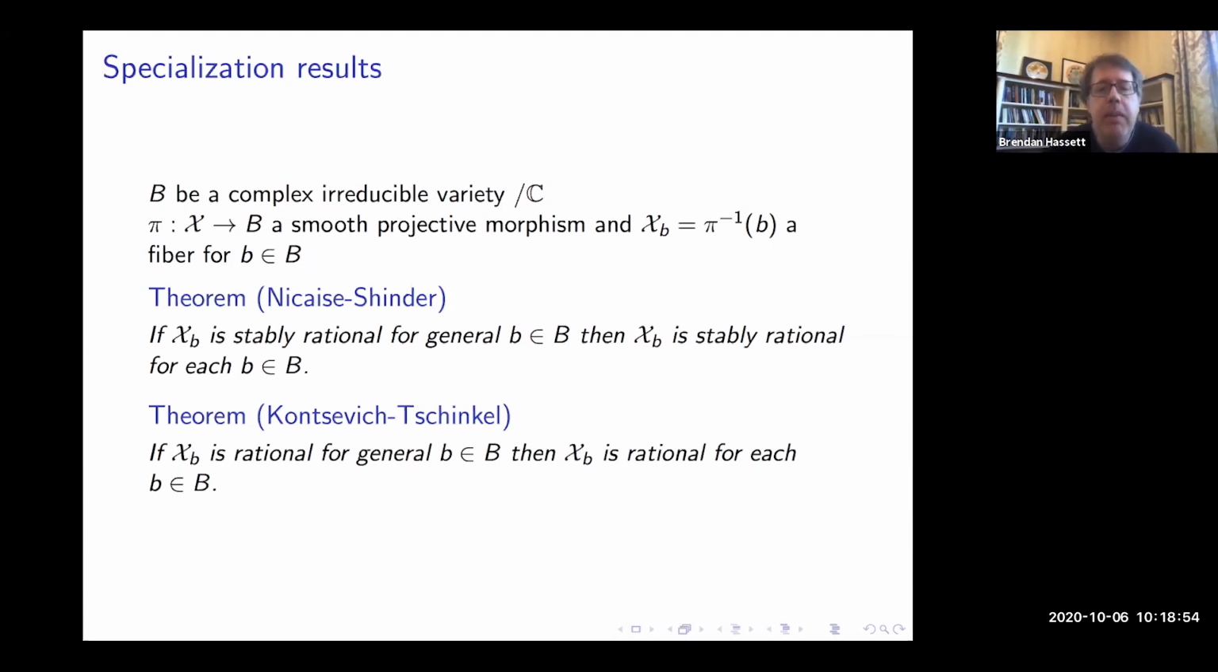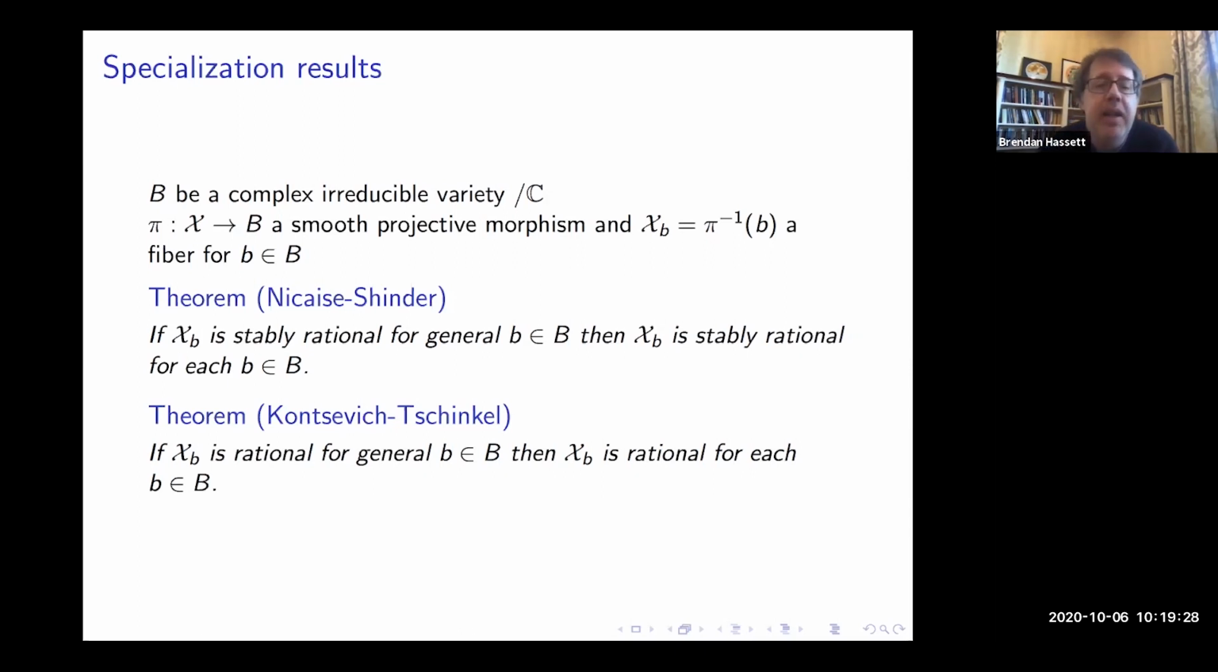The two statements that have been established in the last few years, the first is due to Nicaise and Shinder, a beautiful theorem that asserts that if a general element of the family is stably rational, then all of its specializations, its smooth specializations, because of my assumption on π, remain stably rational. So in smooth families, stably rational varieties specialize to stably rational varieties.